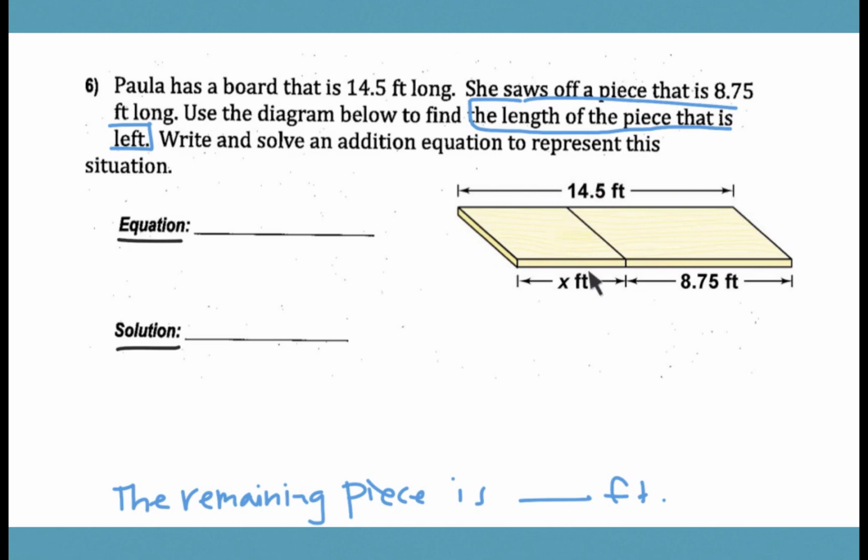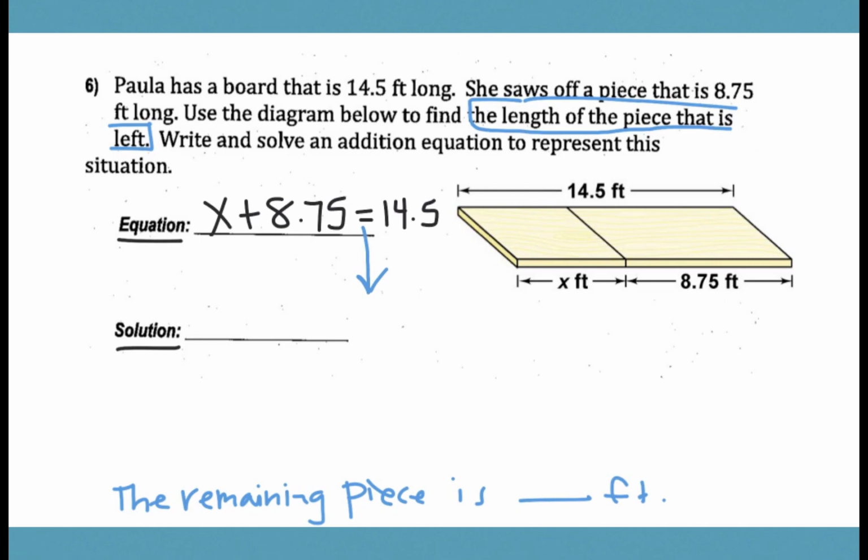And this picture is modeled above in the problem. So let's write this out. Let x represent the piece that was cut off, plus 8 3/4 feet equals the total length of the board, which is 14.5 feet. This is a one-step addition equation. We are ready to solve. Bringing down our equal sign to maintain equality.